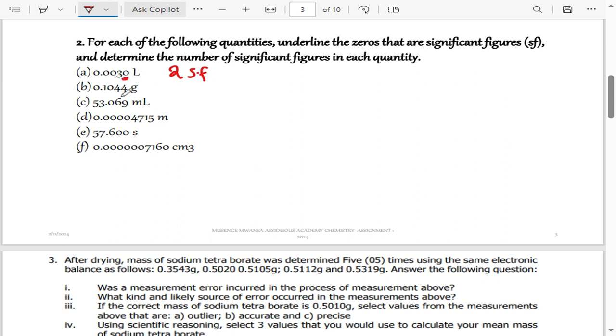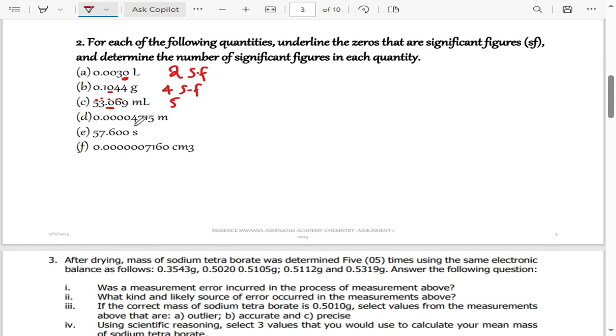And then for this number, any zero that is between numbers is significant, but not in front. So this zero is significant, we've underlined it. So this number has got four significant figures. For the next one, all zeros which are between numbers are significant. So this zero is significant. So how many significant figures do we have? Every number, as long as it's not a zero, is significant. So here we've got 1, 2, 3, 4, 5. So this one has got 5 significant figures.